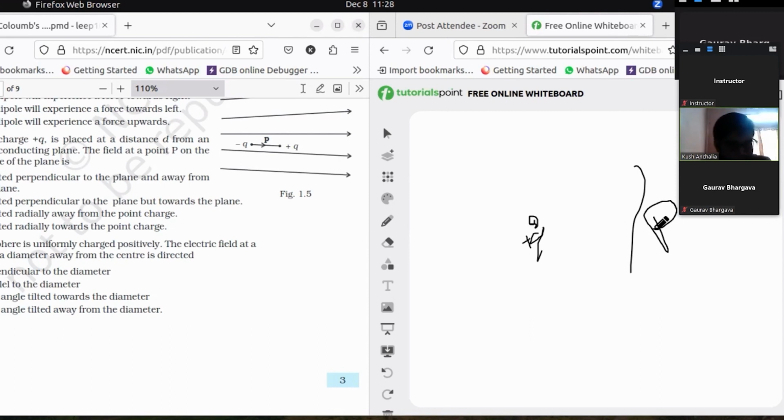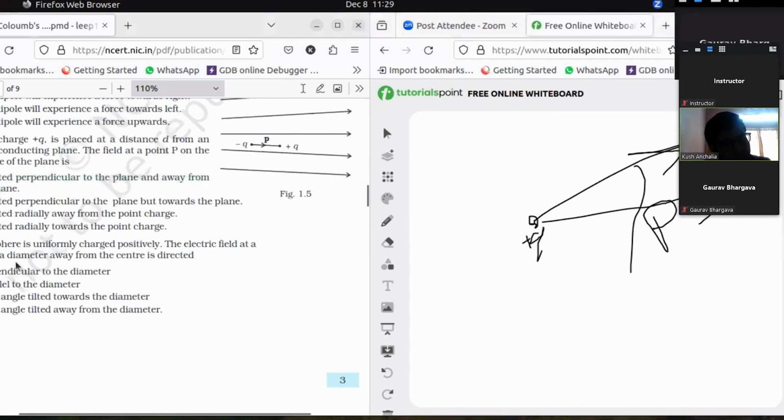Okay, fine. See, because of this, how will the electric fields be? Directly towards it. The field at point P on the other side. Is P just in front of Q? Then it will be outwards from the plane, obviously. Directly perpendicular to the plane and away from the plane. Yeah, I think this should be the right answer.